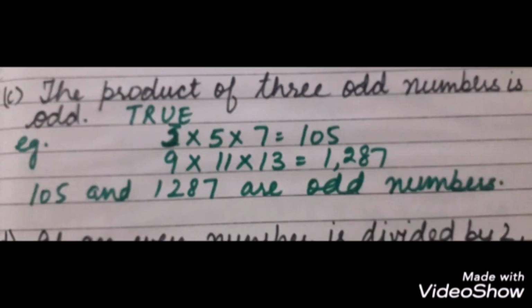The third part is, the product of three odd numbers is odd. The statement is true. Let us take some examples. 3, 5 and 7 are odd numbers and we are going to multiply them. The answer is 105. Similarly, 9, 11 and 13 are odd numbers. The answer is 1287. So here in both the cases, the product is coming out to be an odd number.